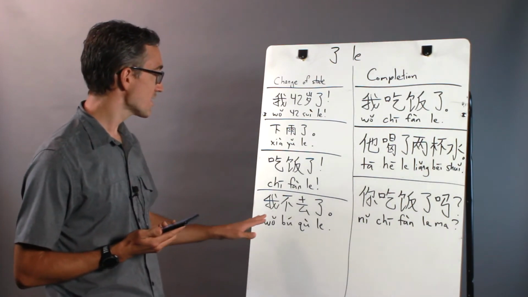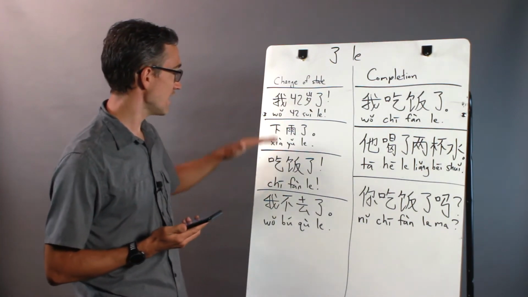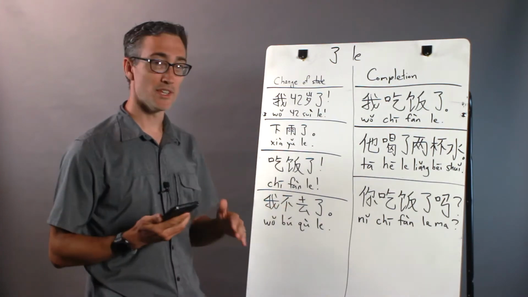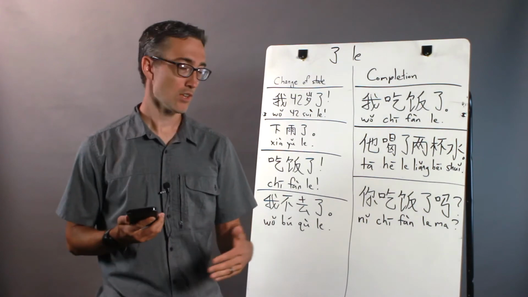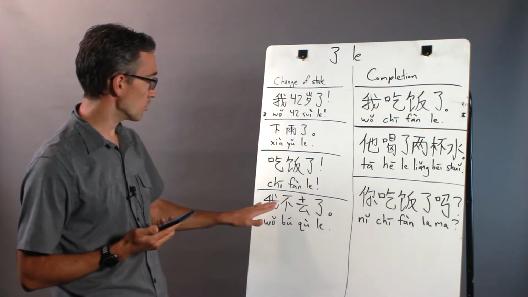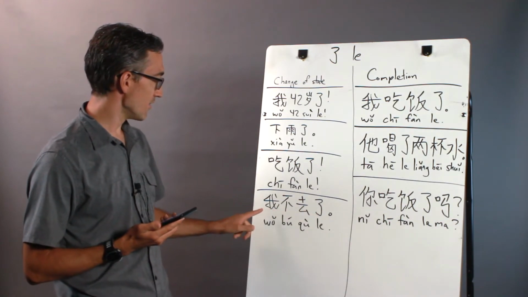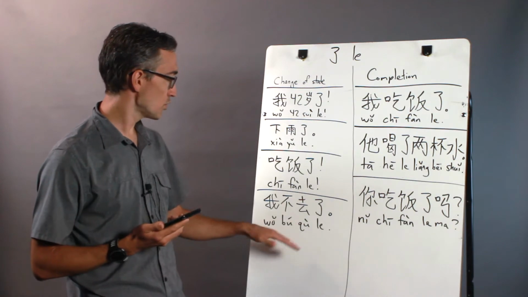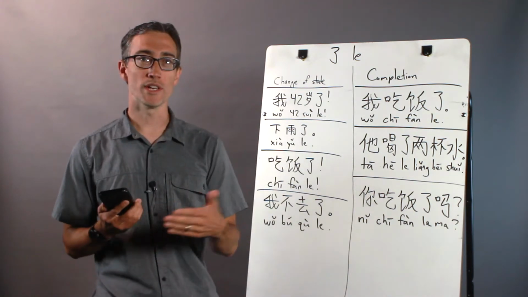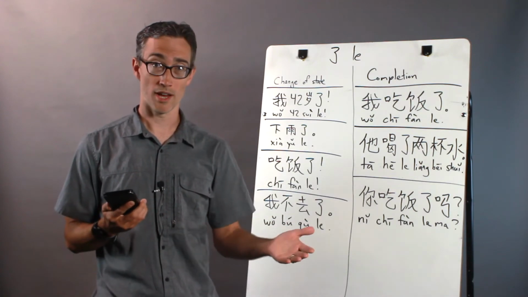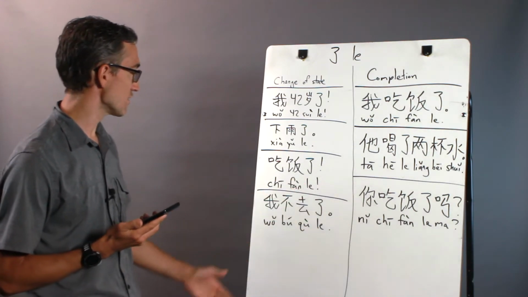And then when this change of state is negated, it means that something is no longer happening or is no longer the case. So here's an example, 我不去了. This means it's I not go 了. So 我不去了, it means I'm not going anymore. I was planning to go, but now I'm not going. 我不去了. So the la indicates a change of state.